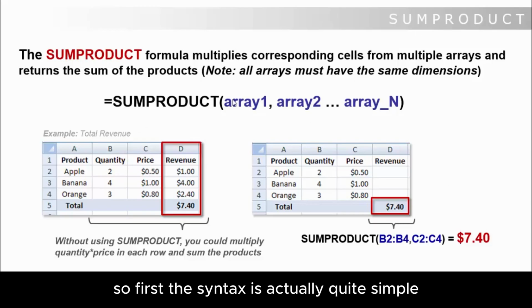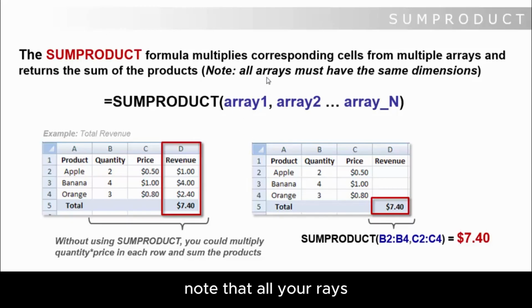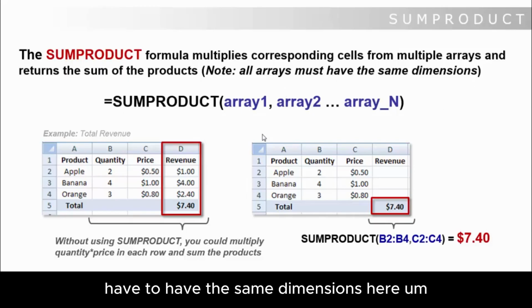So first, the syntax is actually quite simple. You just list out the arrays that you want to take the SUMPRODUCT of. Typically these are entire columns. Note that all your arrays have to have the same dimensions here.